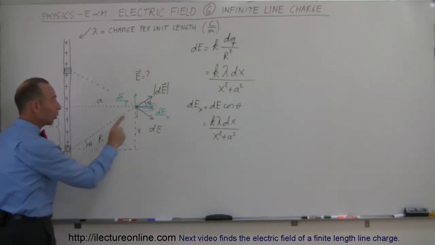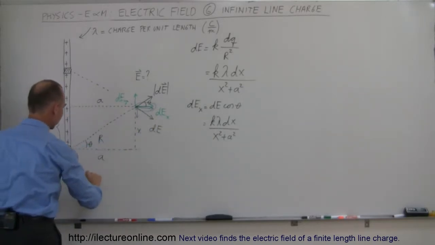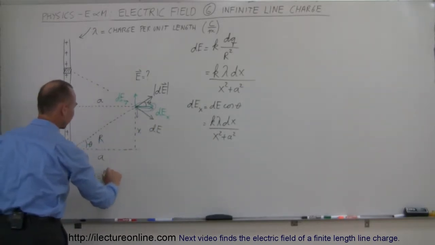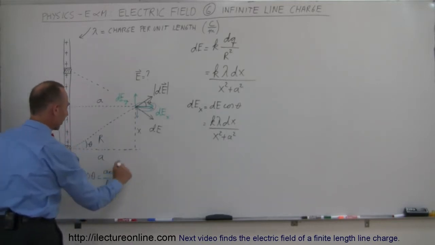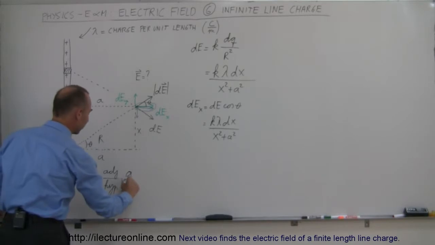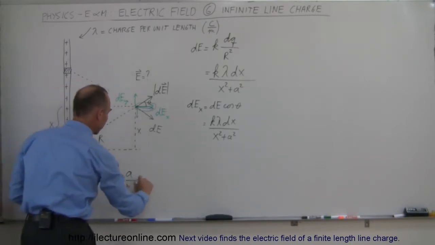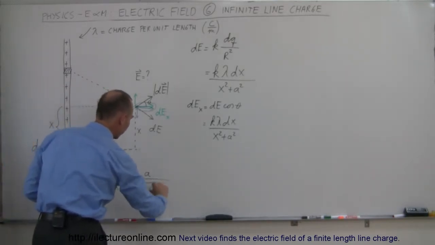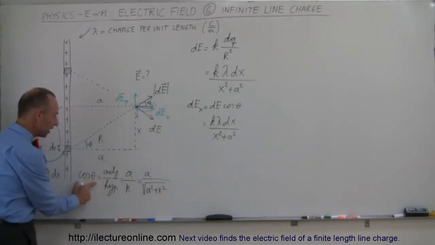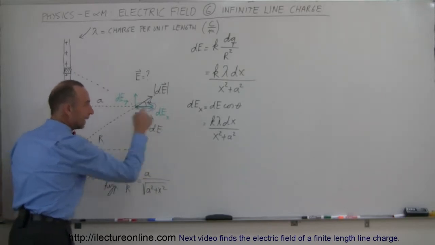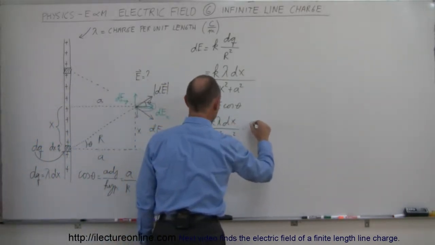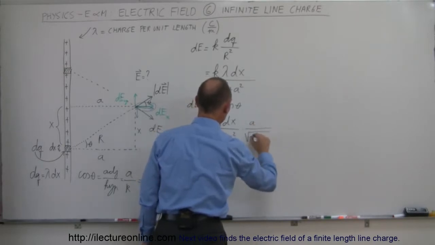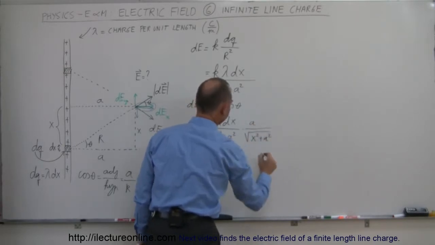Now, since we're dealing with the cosine of theta, remember that the definition of the cosine of theta is equal to the adjacent side divided by the hypotenuse. And in this particular case, the adjacent side is a, and the hypotenuse is r. And of course, r can be written as the square root of a squared plus x squared. So we can replace the cosine of theta by this quantity in our equation. And so instead of writing the cosine of theta, we're going to write a divided by the square root of x squared plus a squared.